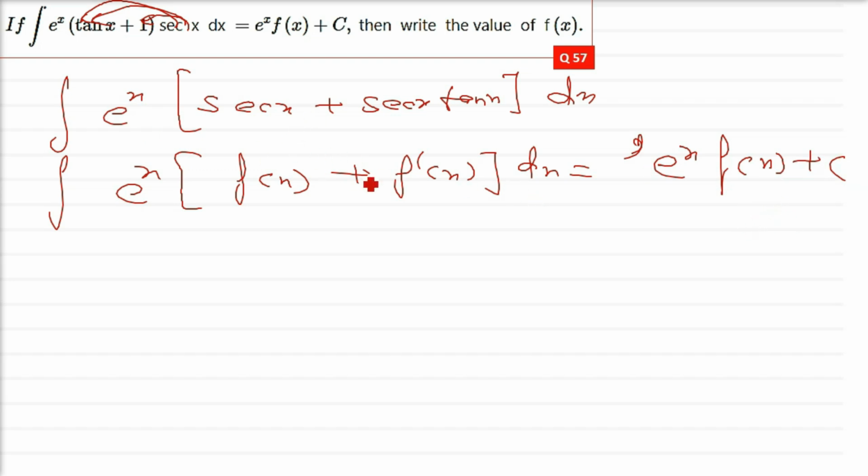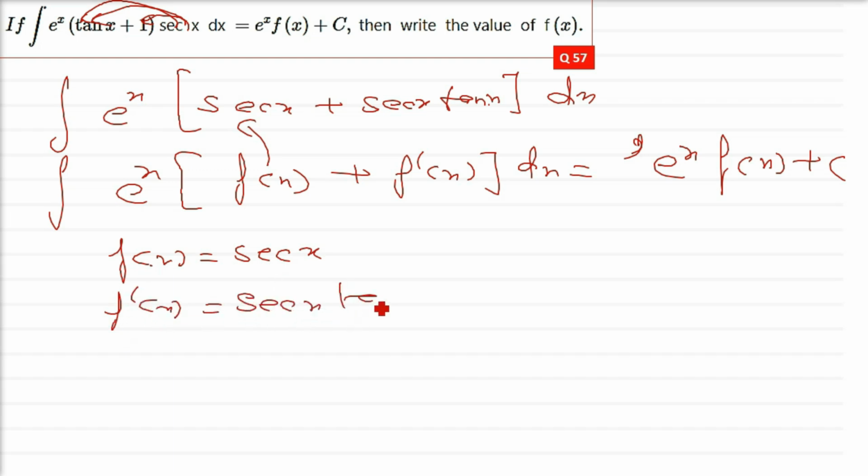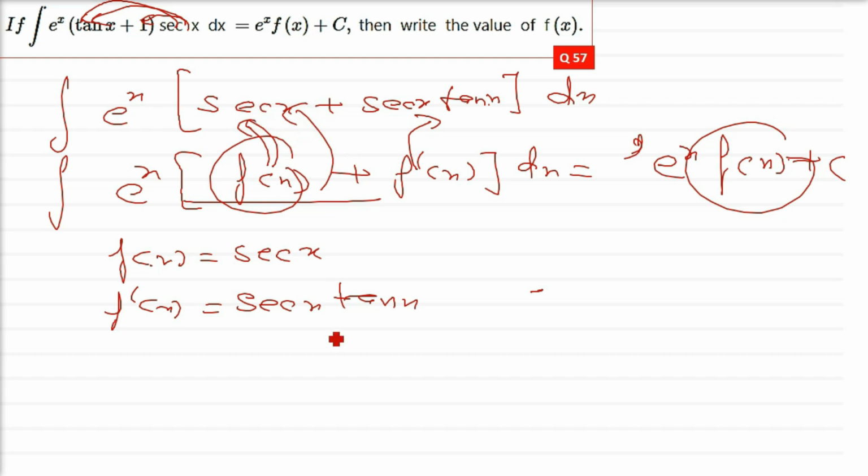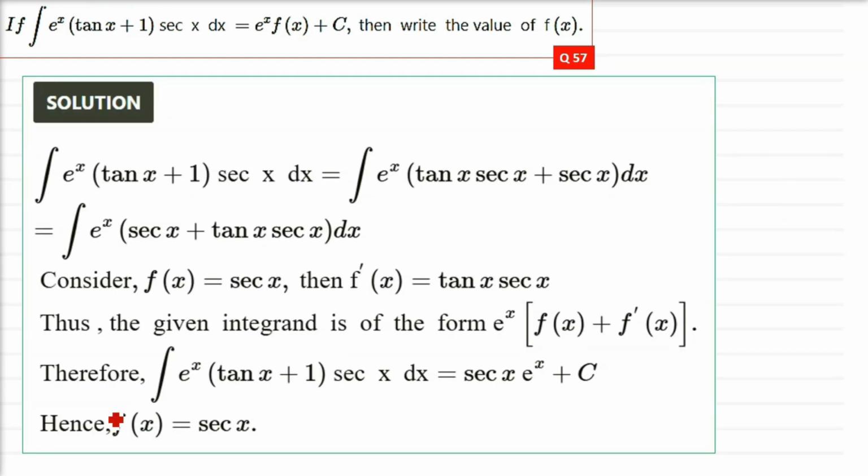Now when we equate this, what was taken as f(x)? sec x. Because if you take f(x) as sec x, then you differentiate it, that is f dash x, it should come as sec x tan x. So f dash x is sec x tan x, which we already know. That's why e raised x f(x) is the result which will come, but the question is asking only about f(x). So f(x) is simply sec x. The answer of this question is f(x) equals sec x. Again, the same approach which we have used in the previous question, which is the 56th question.